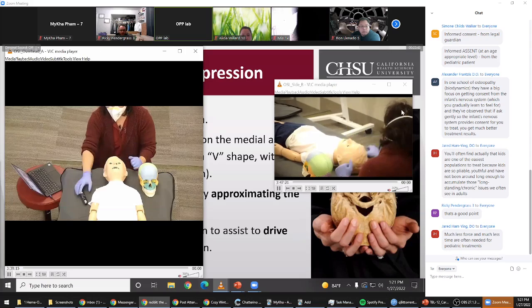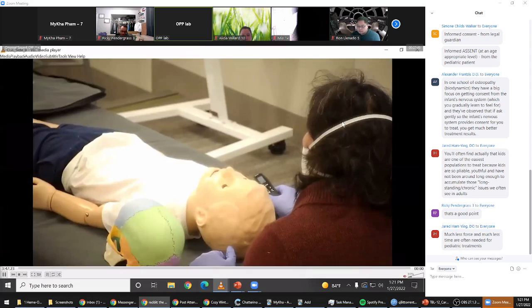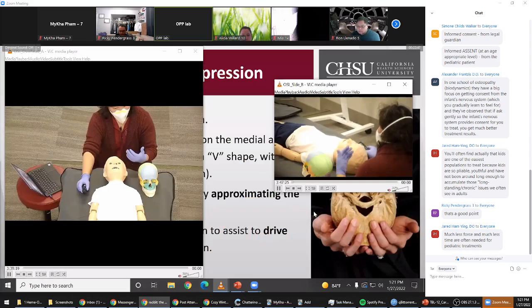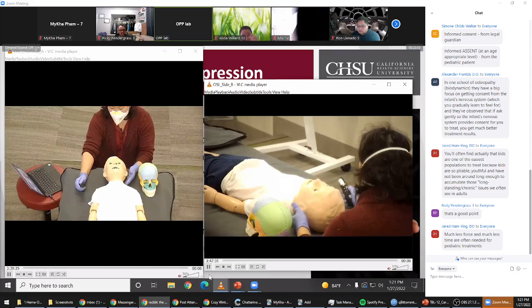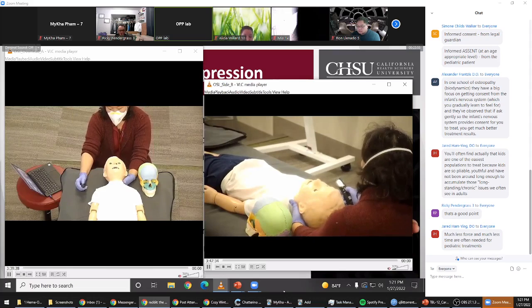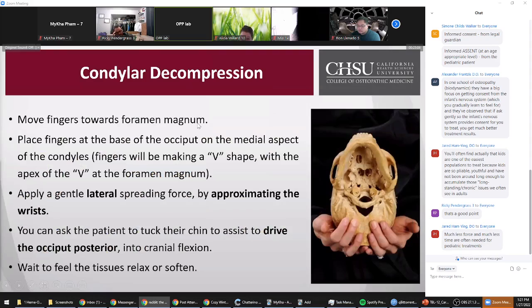So up underneath and out apart. And then you just hold that. And you wait for a softening or a release. You can also take a look and see if there's any changes in respiration or relaxation, changes in the facial features. And you just hold and wait. Back to the PowerPoint, please. Thank you.